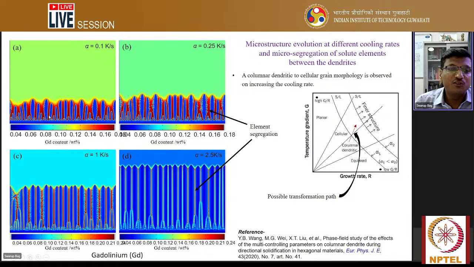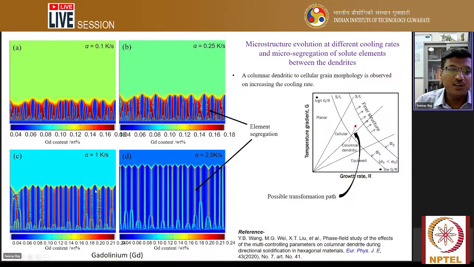And this is completely a simulation. You can see the segregation occurs. That means the composition changes at this particular point. Specifically, in the interdendritic part, element segregation usually occurs. The cooling rates are alpha equal to 0.1 Kelvin per second, 0.25 Kelvin per second, 1 Kelvin per second, and 2.5 Kelvin per second.